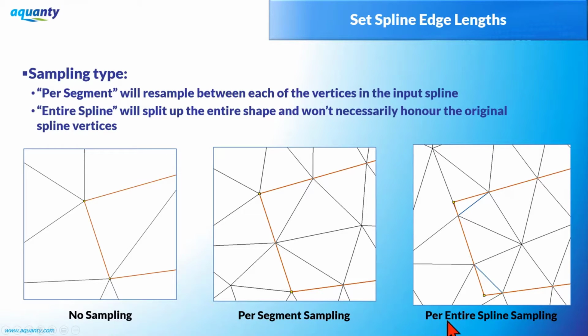The third type, the per entire spline sampling, takes the entire length of each spline and splits it according to your sampling interval, and would only honor the location of the original endpoints of the spline, not necessarily those vertices in between. So this entire spline sampling wouldn't typically be used in this particular situation where we're trying to add additional control points along a straight segment. It's much more useful in the case where you have a highly complex input where you're trying to simplify it somewhat.